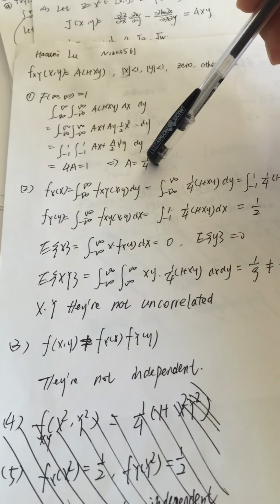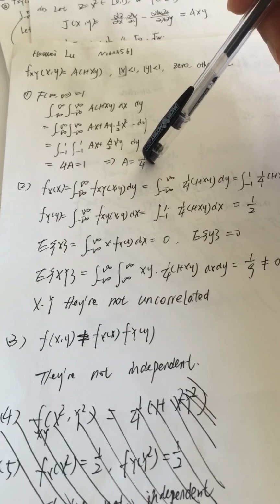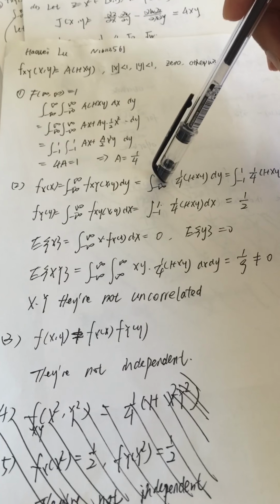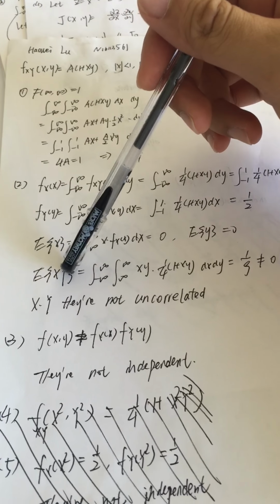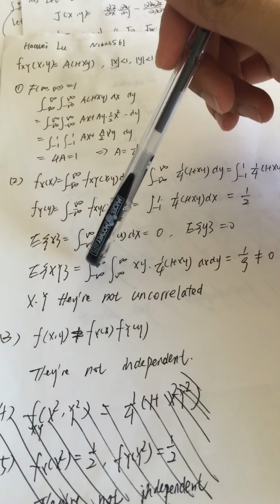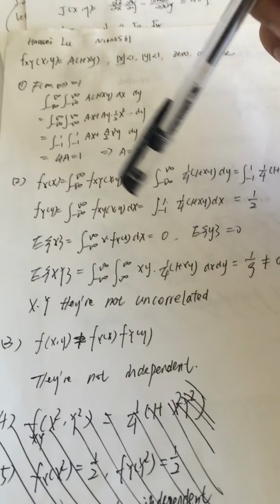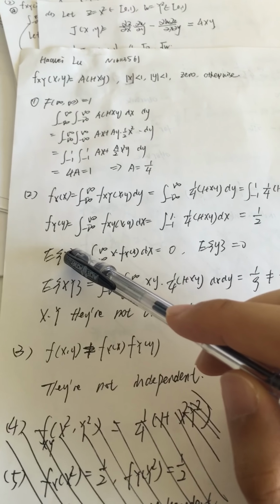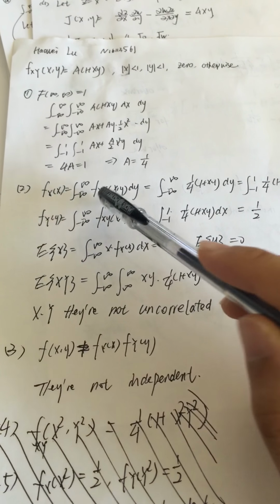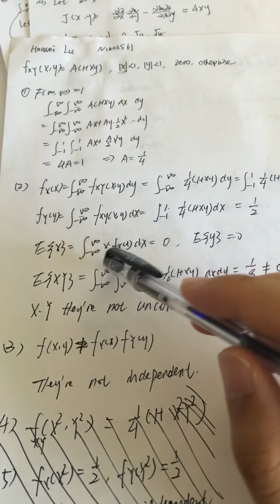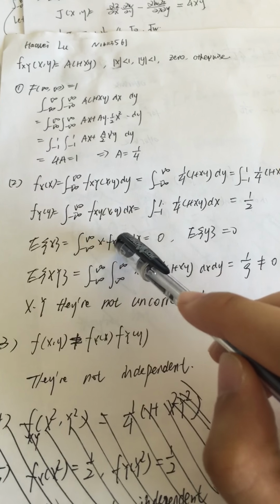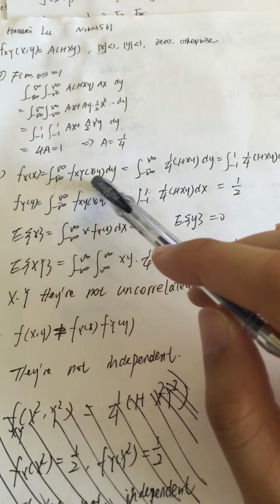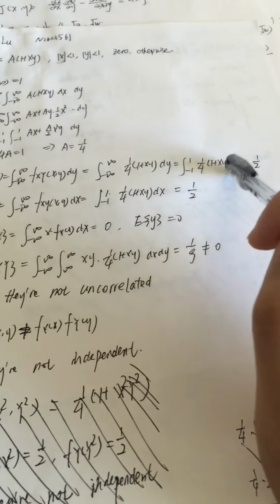For the second part, we need to prove whether X and Y are uncorrelated. According to the property, if they are uncorrelated, the mean of XY should be equal to the mean of X multiplied by the mean of Y. First, we calculate the mean of X, which is the integral of x multiplied by the density function of X dx. The density function of X, after we calculate, is equal to 1/2.